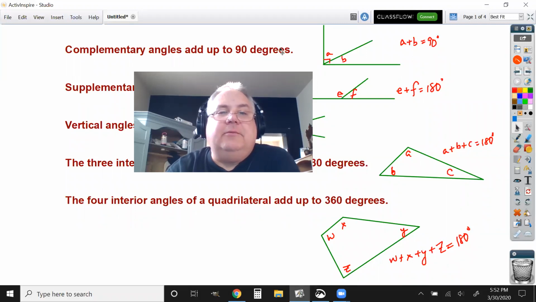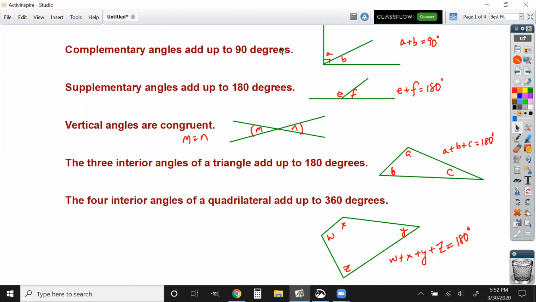So let me move my camera out of the way. We had learned that complementary angles add up to 90 degrees. So if I have two angles like this, A and B, that are part of a 90-degree angle, A plus B is 90 degrees. The angles can be separated. One can be here, one can be over there, as long as they add up to 90, they're complementary.